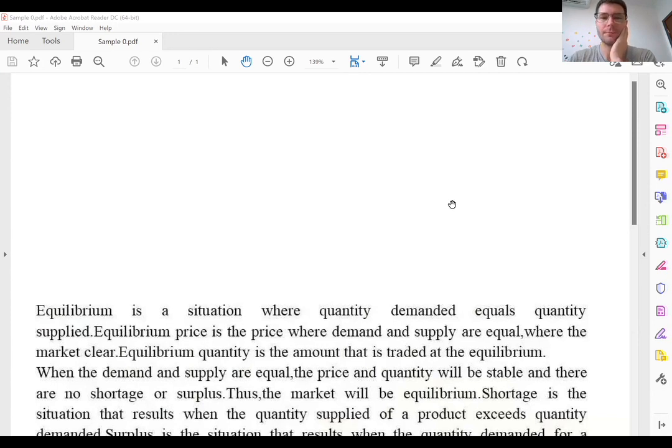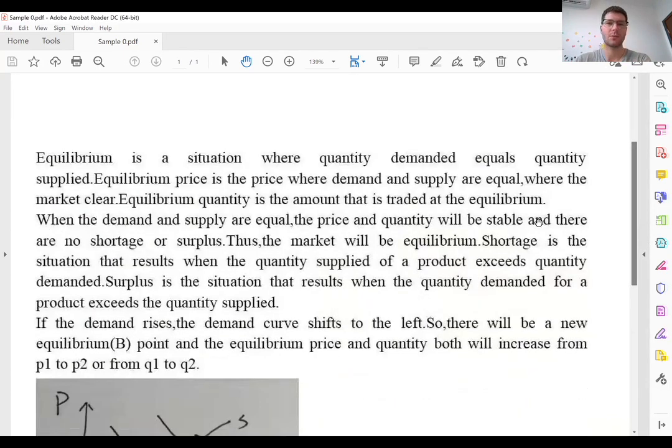Okay, so let's have a look. Do you all have sample 0? Is it okay? Can you all download it or open it? This is the document you should have. Okay, so it's quite short, so that's why we can start with this one.